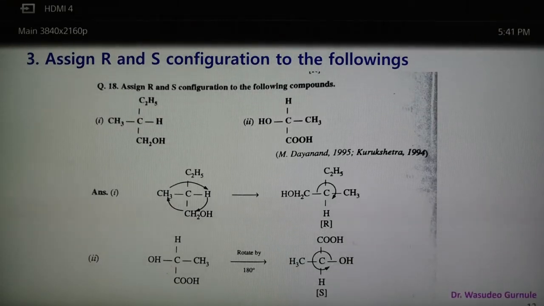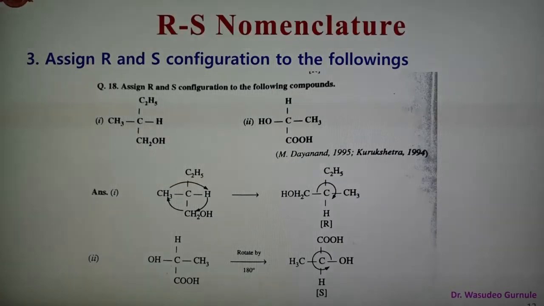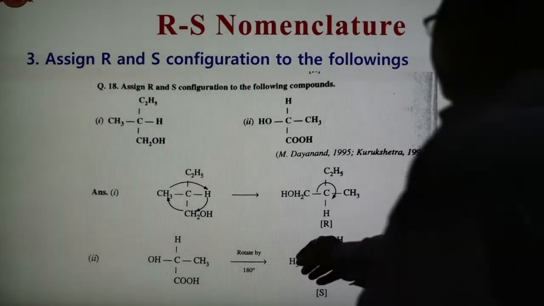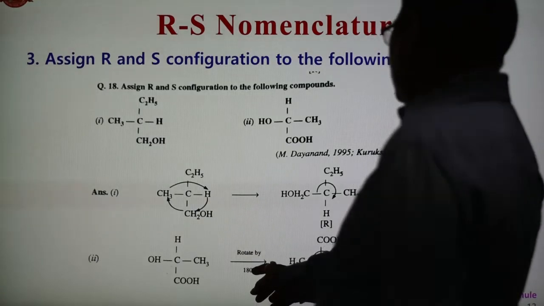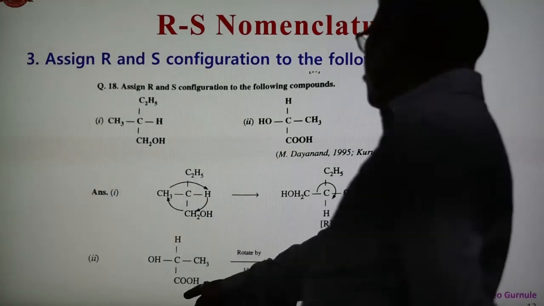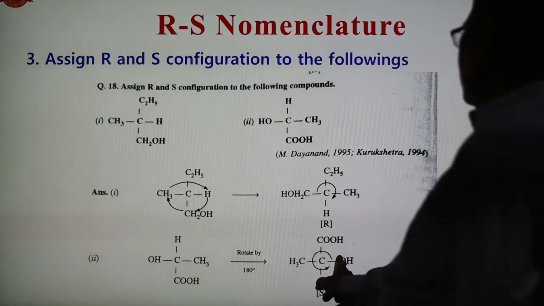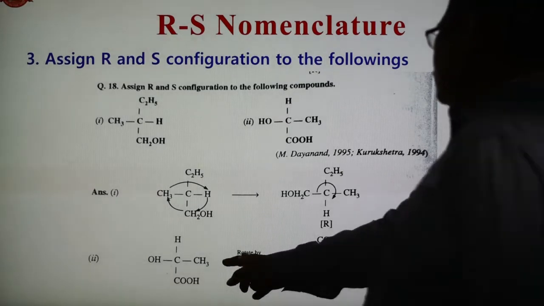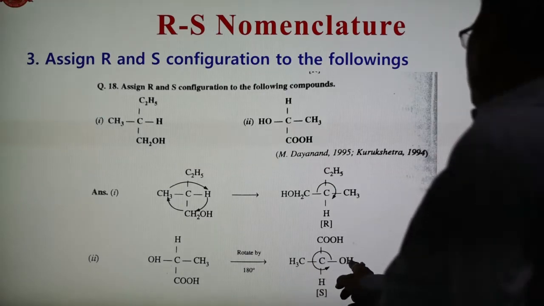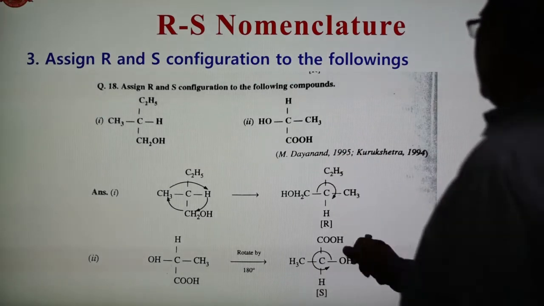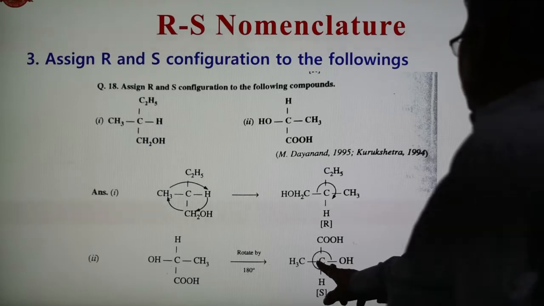Second compound is there, and in case of the second compound, 4 atoms are arranged and rotated here by 180 degrees. This is the rotation by 180 degrees. So these 4 atoms are here, and after rotating 180, this CH3 comes to this side, OH to this side, and CHO. So this is the 180 rotation, and we obtain this. This is the asymmetric carbon.